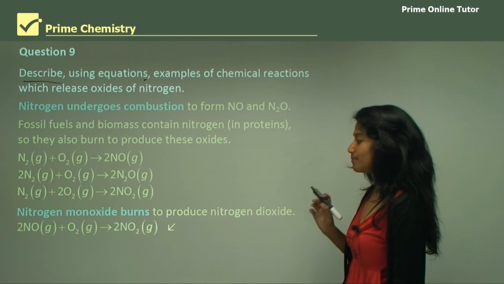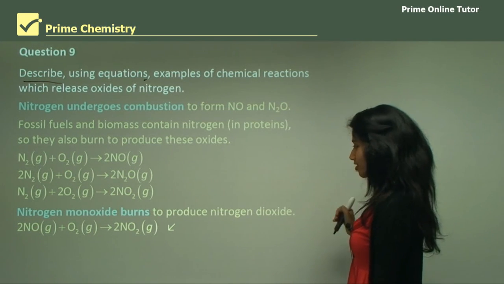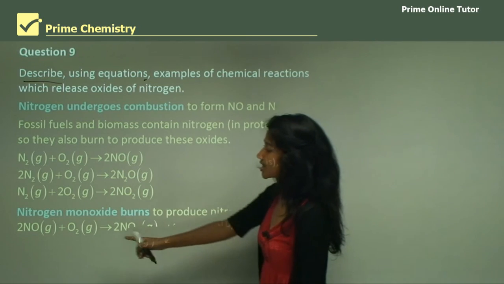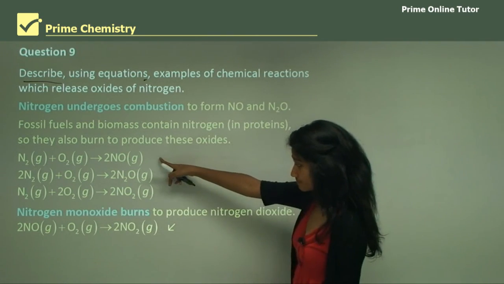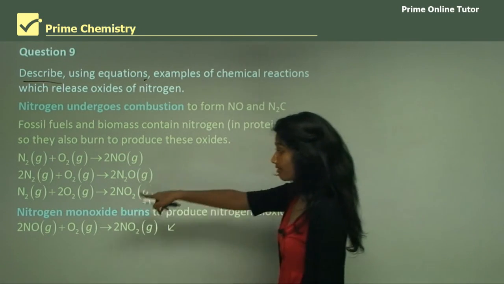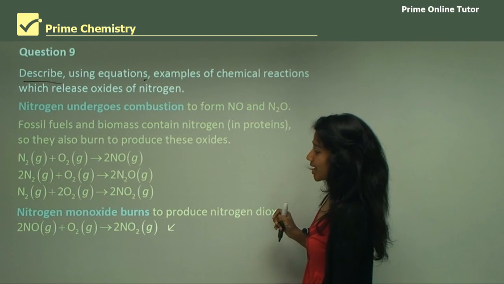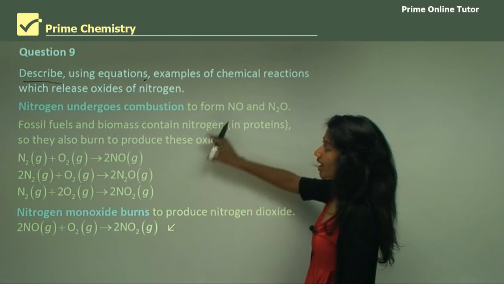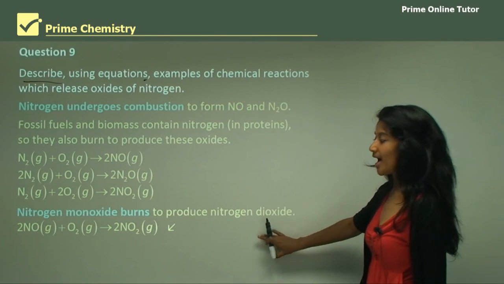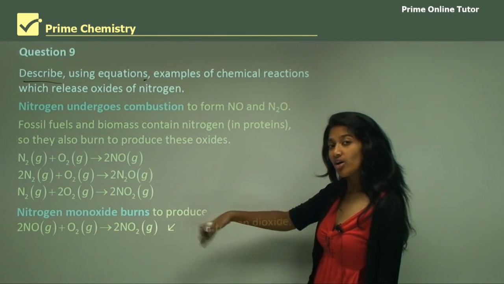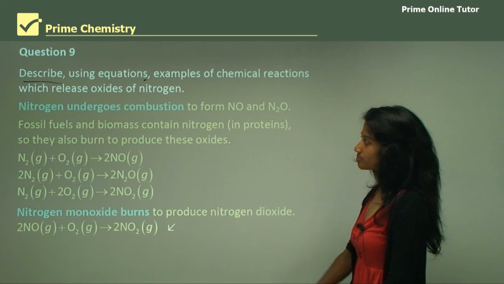So you can see the nitrogen undergoes combustion in 3 different ways to form 3 different oxides of nitrogen. Nitrogen monoxide burns to produce nitrogen dioxide. So you can see the nitrogen monoxide from here would burn in the presence of oxygen to form nitrogen dioxide. So it's simple and it shows step by step how nitrogen dioxide and oxides of nitrogen are formed.